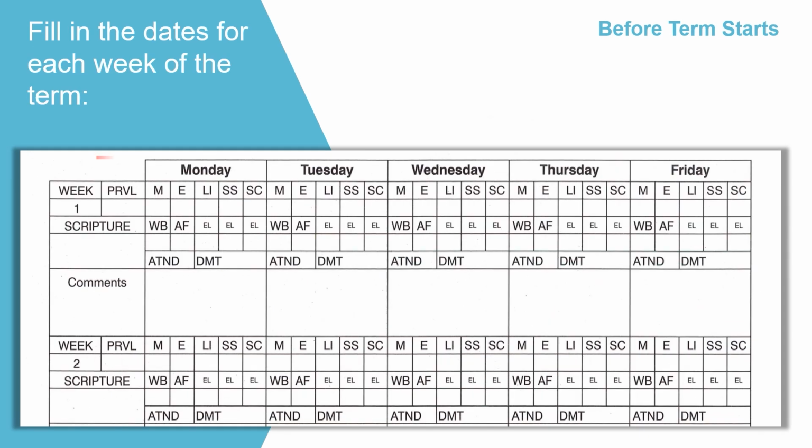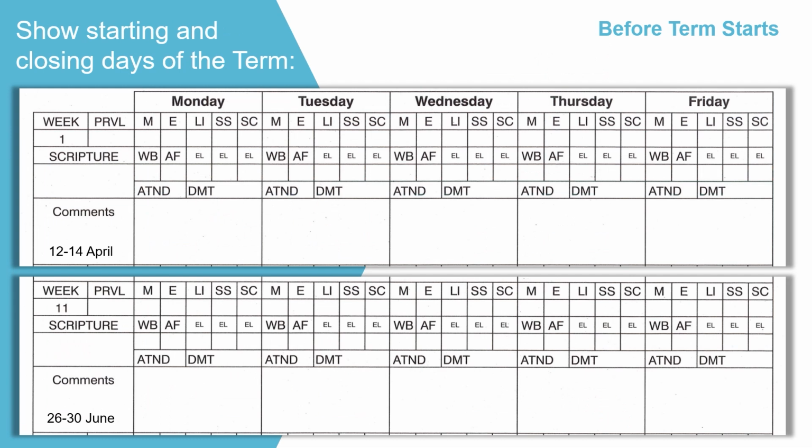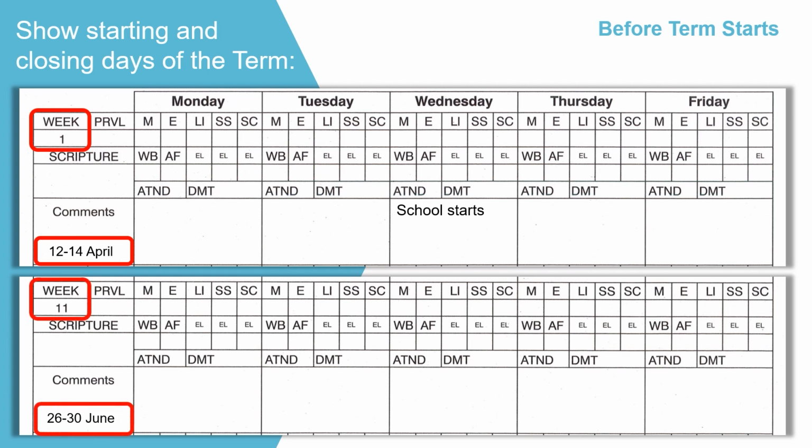So in week 1 and in week 2. For week 1, the dates are the 12th to the 14th of April, and for week 2, the dates are the 17th to the 21st of April. Show the starting days and closing days of the term. For week 1, 12 to 14 April, the term starts on the Wednesday, the 12th of April, and it's indicated there. The term closes in week 11, 26th to 30th June, and the school closes on the 30th of June.